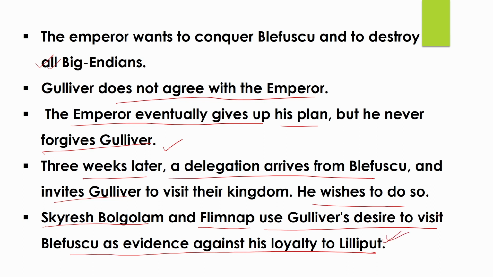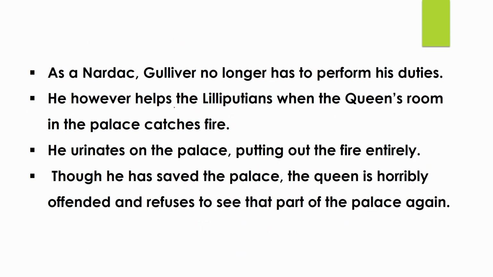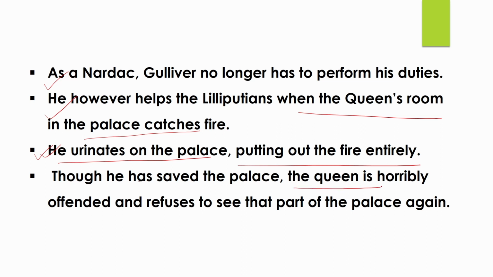As a Nardak, or person of high rank, Gulliver no longer has to perform all the duties laid down in his contract. He, however, helps the Lilliputians when the queen's room in the palace catches fire. He forgets his coat and cannot put the flames out with his clothing, so he urinates on the palace, putting out the fire entirely. Though he has saved the palace, Gulliver knows that he has also broken a law by urinating in the palace. He is told that the emperor has pardoned him. However, the queen is horribly offended and refuses to see that part of the palace again.